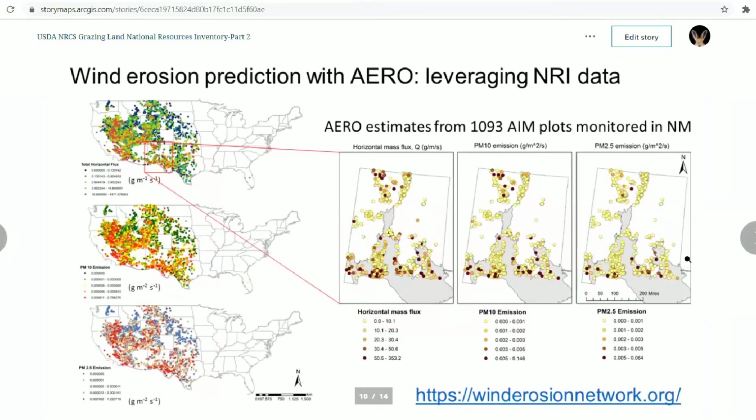It involves the Jornada and the National Wind Erosion Research Network, who are looking at how to add value to standardized monitoring data sets like the NRI by developing new tools to predict indicators of wind erosion and air quality. The Aeolian Erosion Model, also referred to as AERO, leverages these NRI-derived estimates of bare soil, vegetation height, canopy gaps, and canopy gap distribution to predict potential horizontal and vertical sediment mass fluxes at NRI and BLM AIM plots.